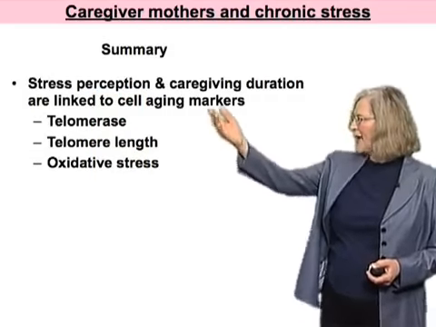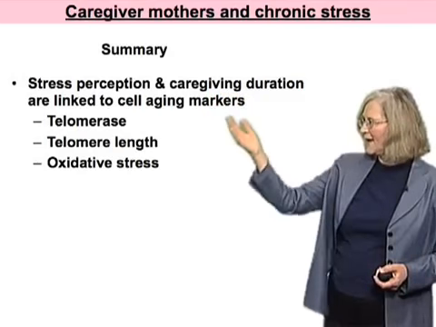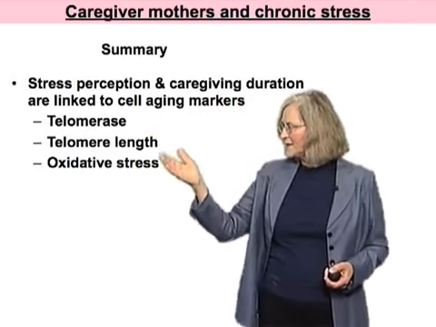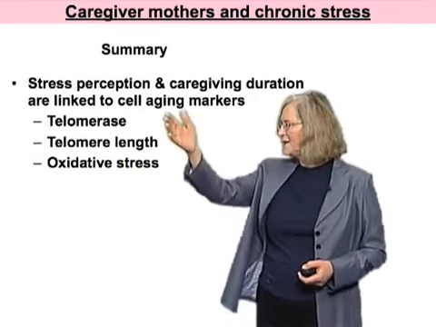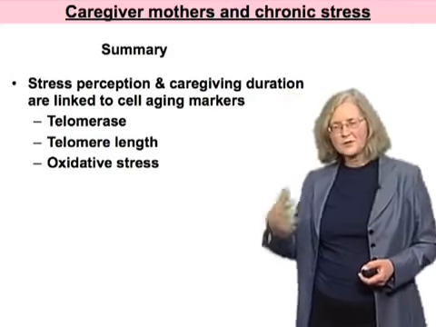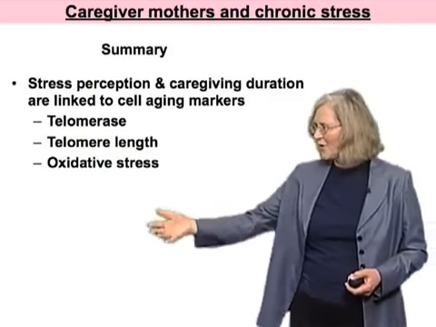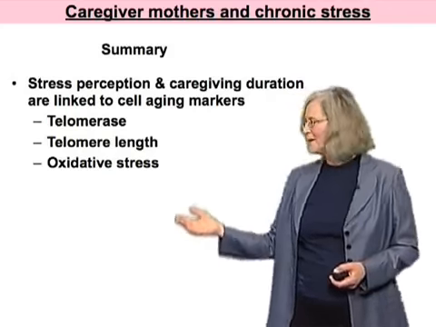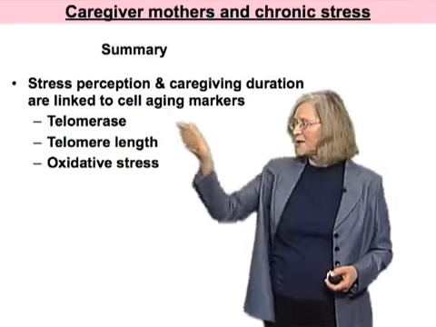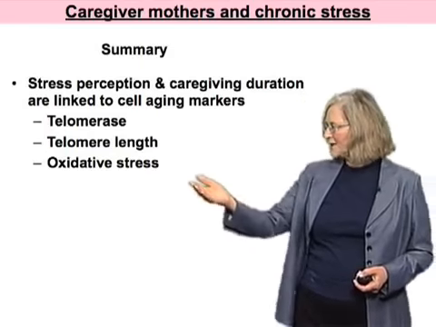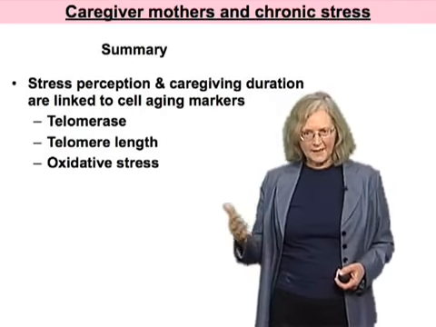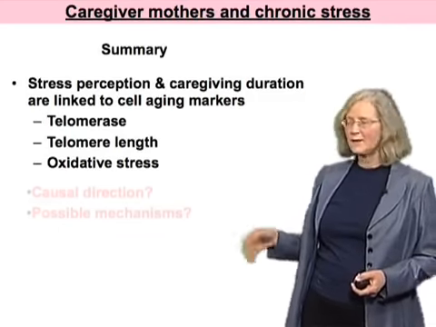So stress perception and caregiving duration are linked to cell aging markers as assessed by telomerase, telomere length, and oxidative stress. So the idea of cell aging is, of course, the more the cell has gone through replicative divisions and the more aged it is in the sense of going down towards critically short telomeres, then that would be reflected in lower telomere length and potentially lower telomerase. Oxidative stress is going to assess the damage to the molecules in the cells, another measure of their potential aging.